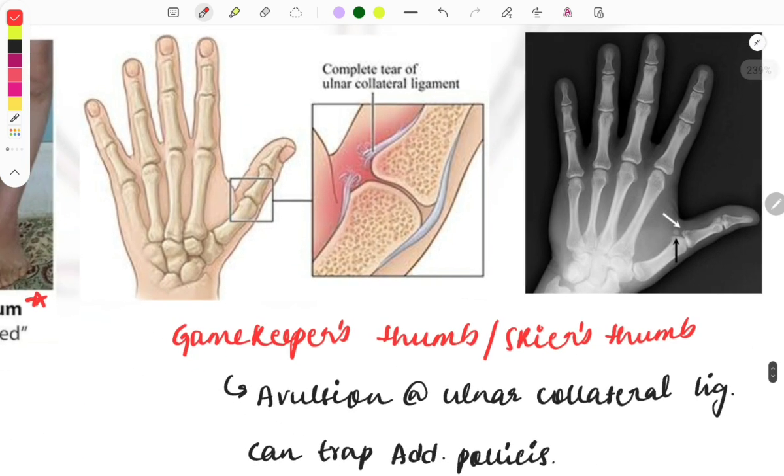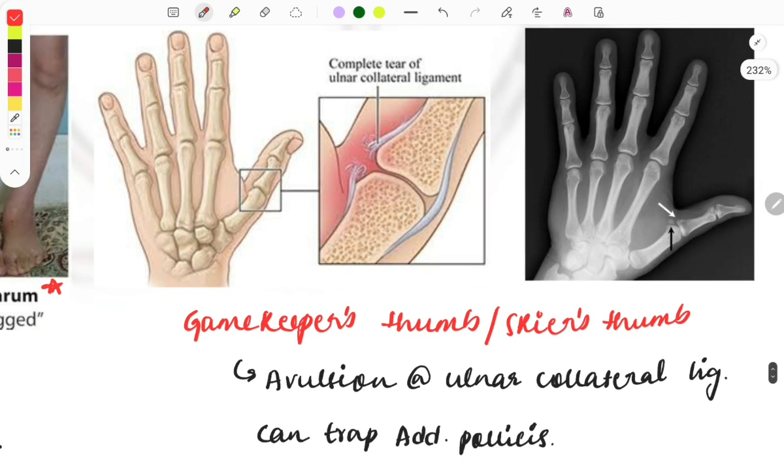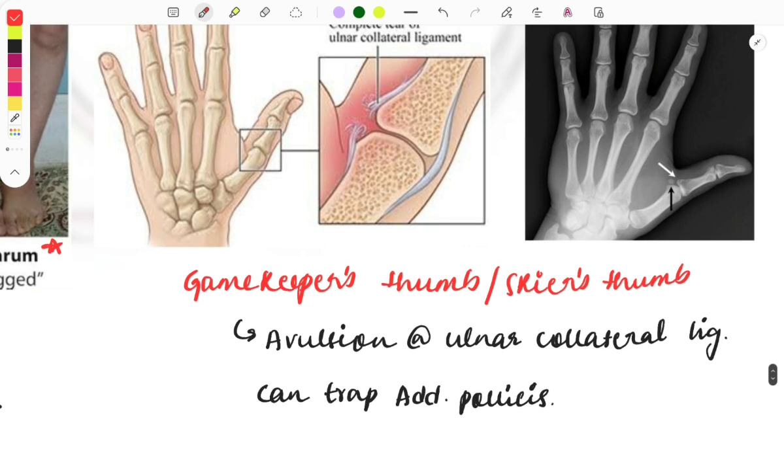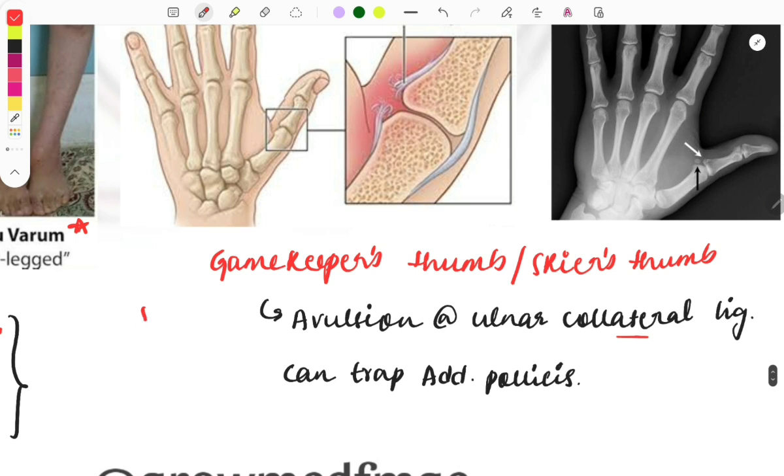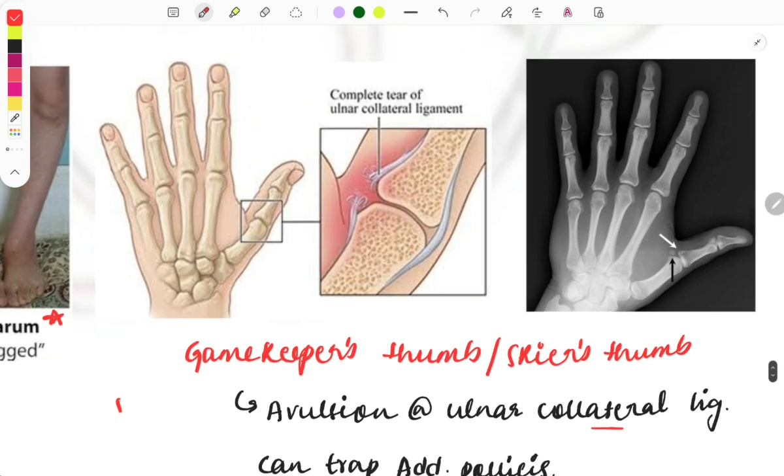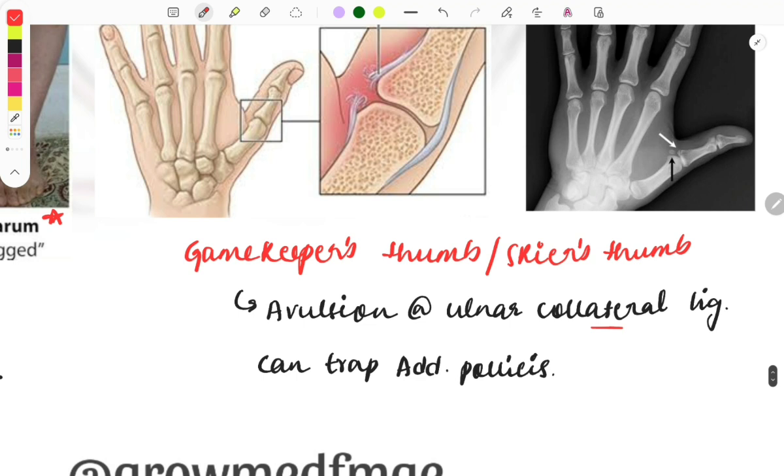Then the gamekeeper's thumb, which is also called the skier's thumb. So what happens in this thumb is an avulsion of the ulnar collateral ligament. In simple words, you can just remember: torn ulnar collateral ligament. Okay, so you can see here that the ulnar collateral ligament is torn, and it can trap the abductor pollicis muscle.